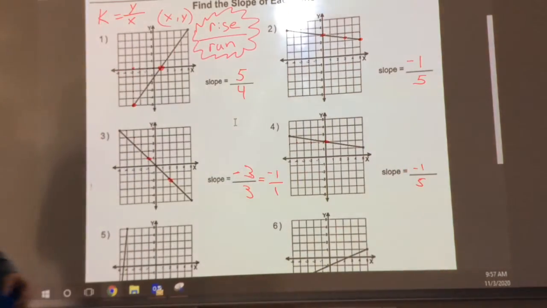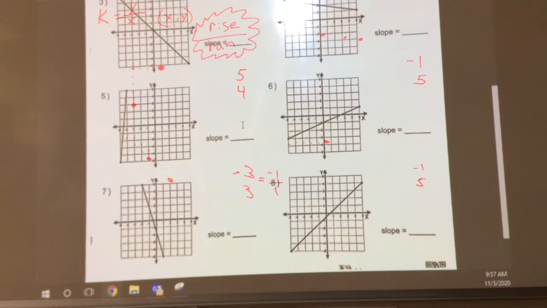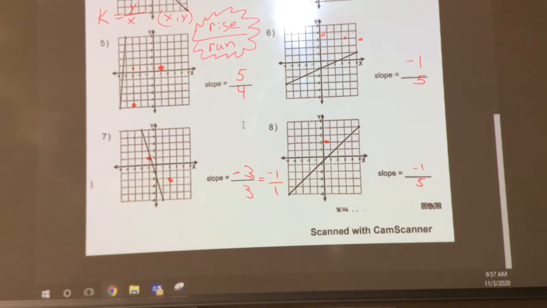Mm-hmm. Questions on that one? All right, here's what I'm going to do. I'm going to scroll down to 5, 6, 7, 8. And here's what I want you to try. Everybody is sitting close enough to somebody.